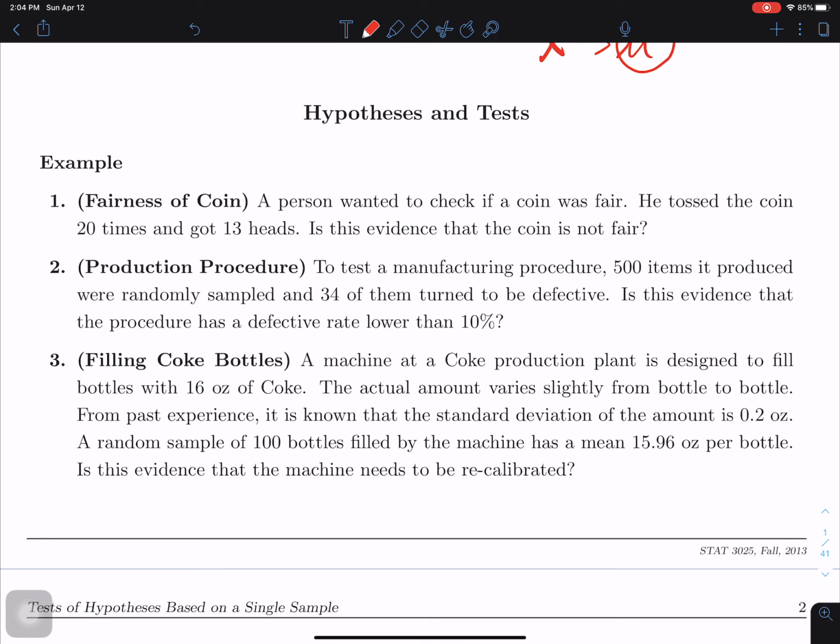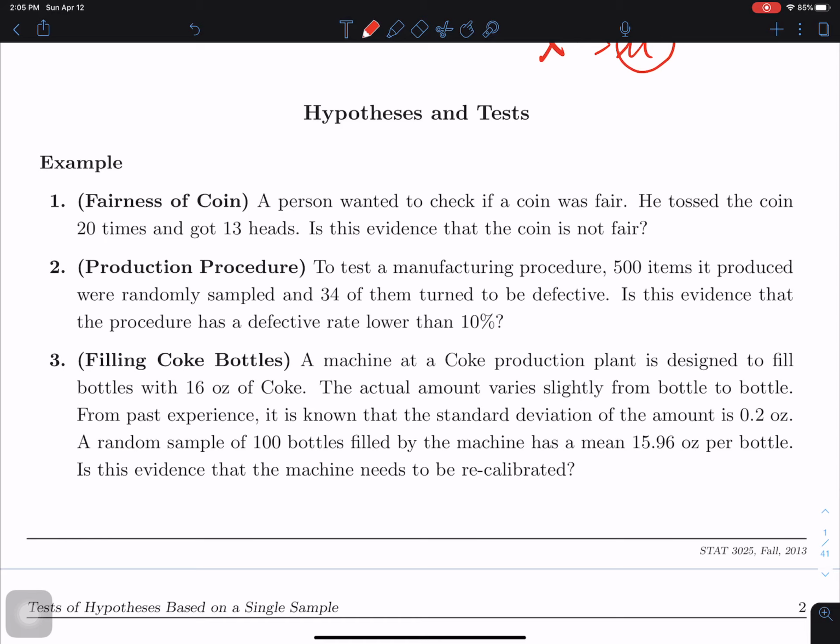The first one is we would like to test the fairness of a coin. A person wanted to check if a coin was fair, then he tossed the coin 20 times and got 13 heads. Then, is it evidence that the coin is not fair? Or is it evidence that the coin is fair? So that's the first intuitive example we want to know.